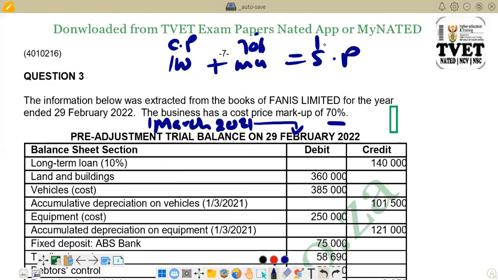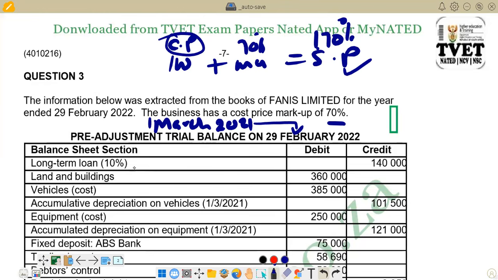So the selling price will represent 170%. If you say 100% plus 70%, you get 170%. So the figure that you are given, 15,300, is 170%. The figure that we want to calculate is the one for cost price, so that we reduce it, so that we add it to the cost of sales.